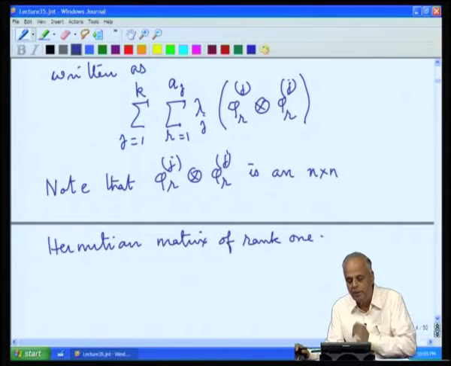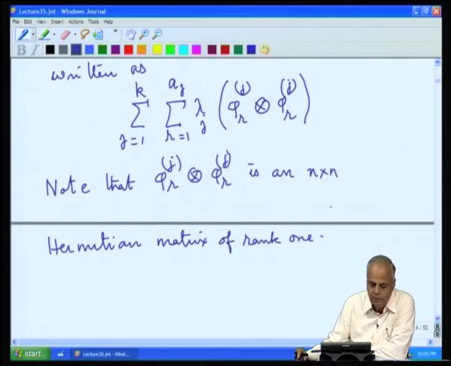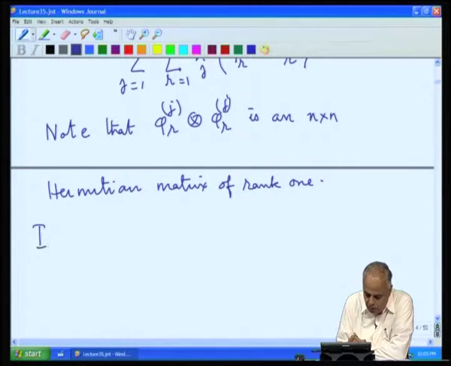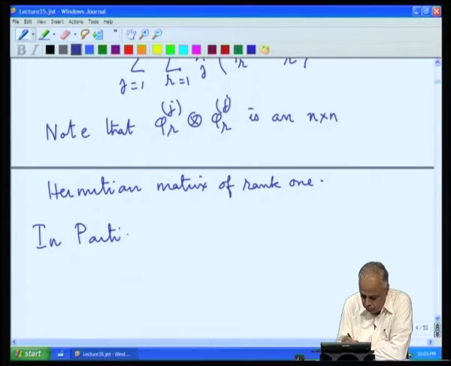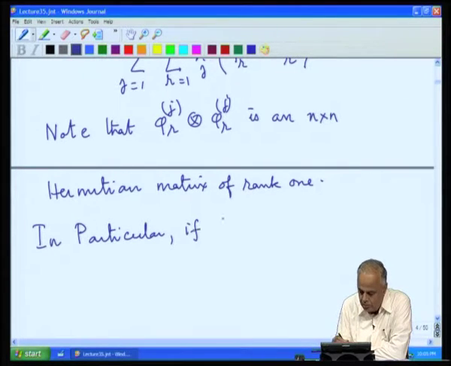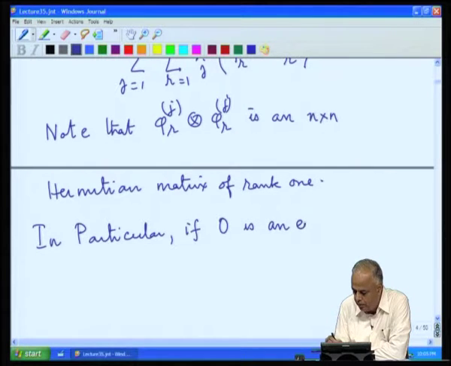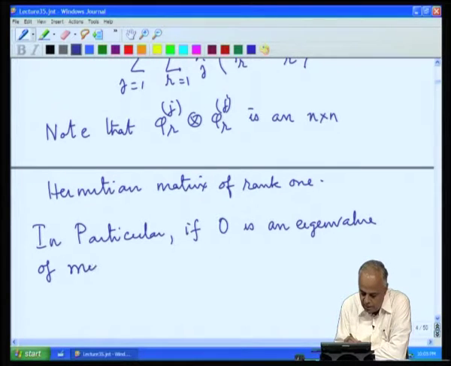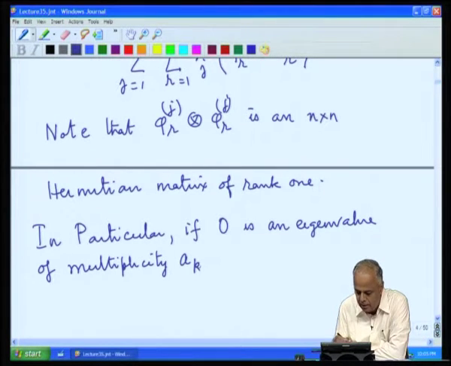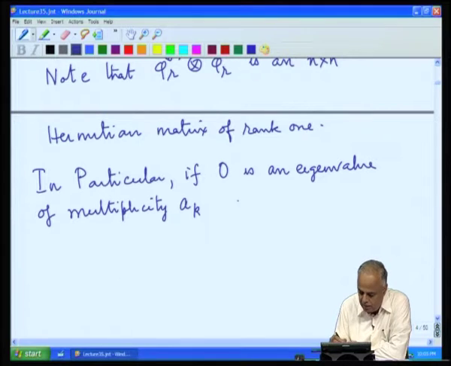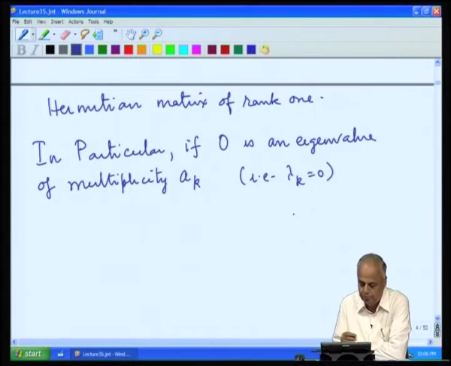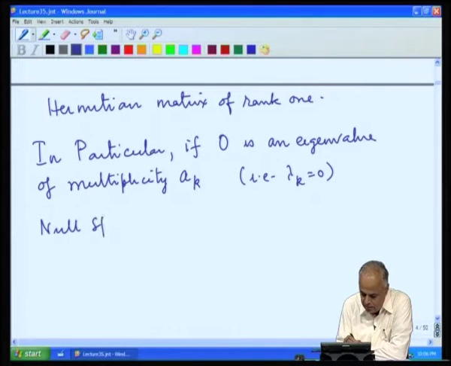Thus, we have expressed the matrix A as the sum of matrices of rank 1. In particular, if 0 is an eigenvalue of multiplicity a k, say we call the kth eigenvalue 0, that is, lambda k equal to 0, then we know that the null space of A minus the corresponding eigenvalue is 0.